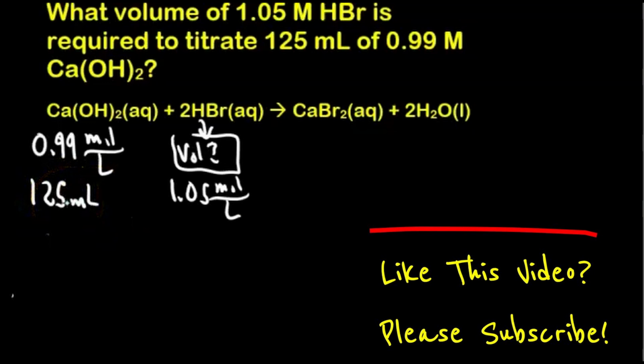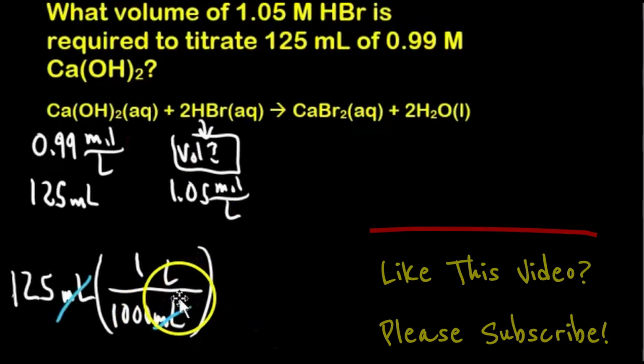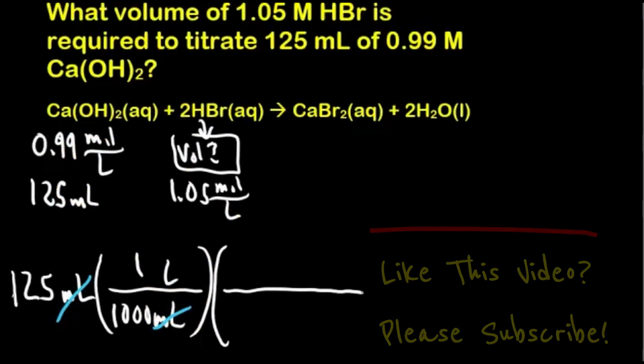So step 1, we'll get the moles of our given. We're starting off with 125 milliliters. Now to get moles, we need to cancel out liters. So we've got to convert that to liters. And we want milliliters to cancel out. We want liters, so milliliters in the denominator. 1 liter is equivalent to 1,000 milliliters. Now that milliliters cancel out, we're in liters, and we want to go to moles. So we're going to first put the units in first.